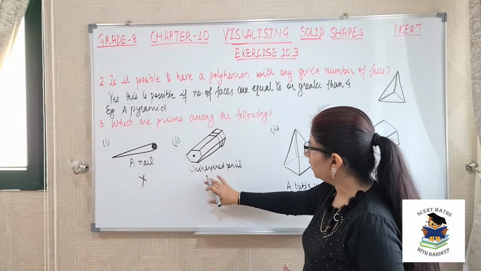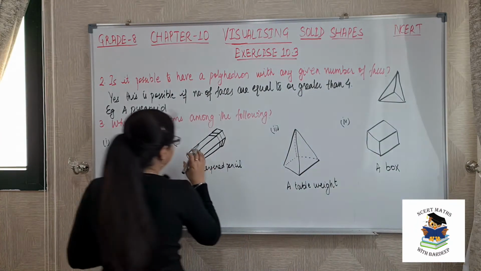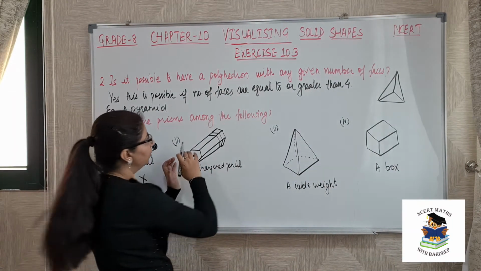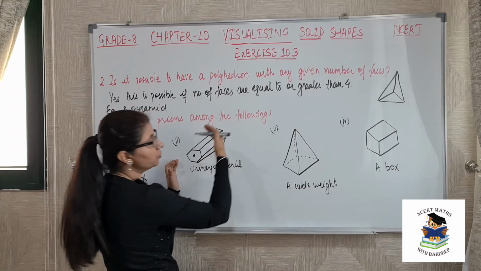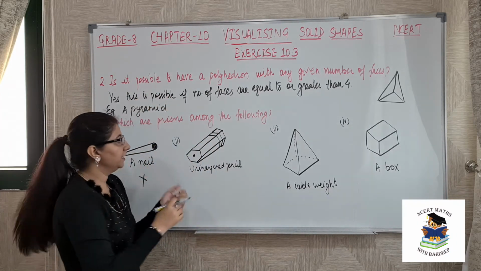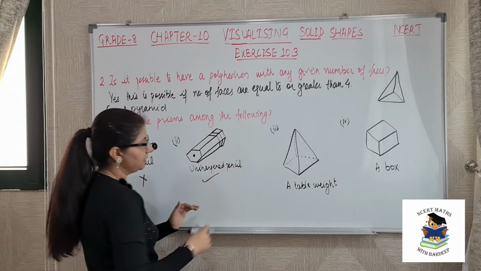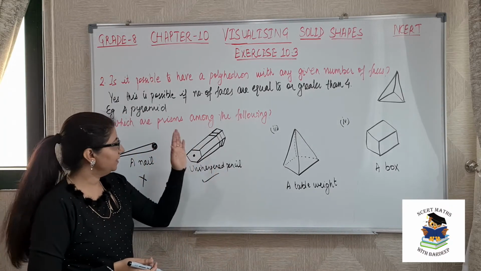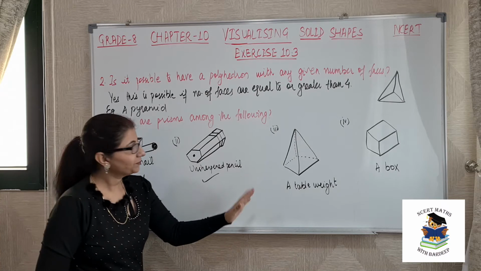In this case, an unsharpened pencil, we can see this part is a hexagon, and this is also a hexagon. So that means the base and top are both hexagons. Since both base and top are of the same shape, this is a prism.